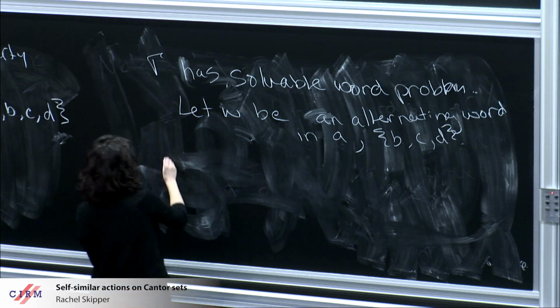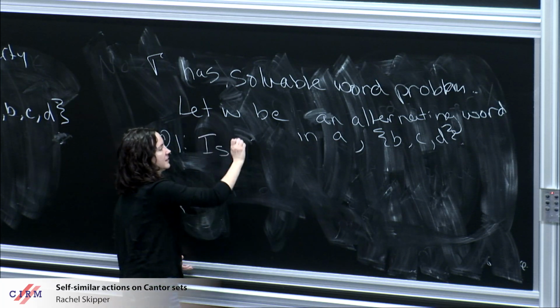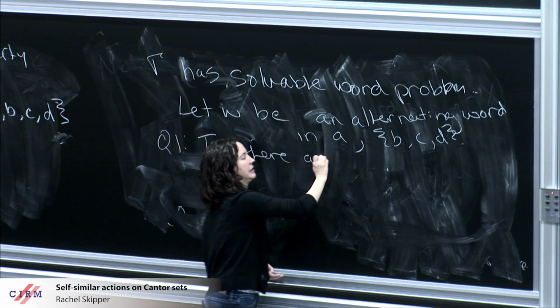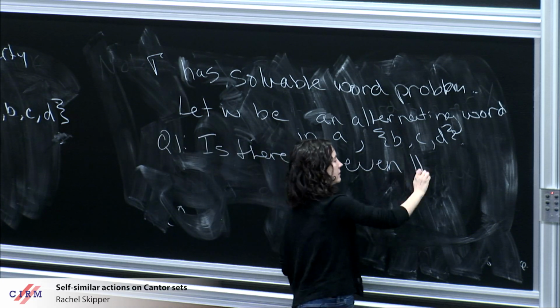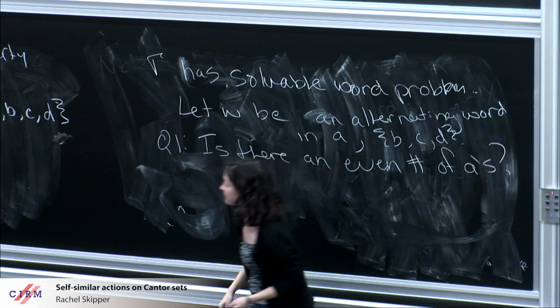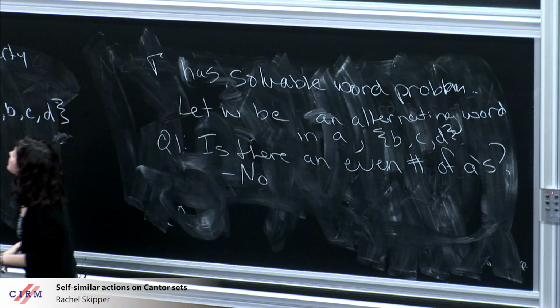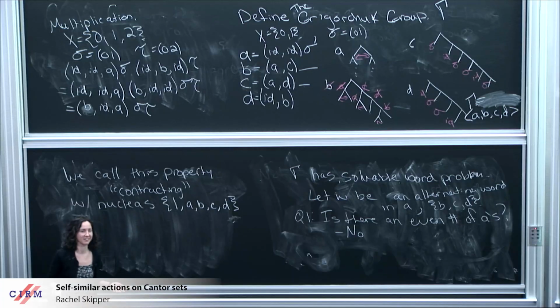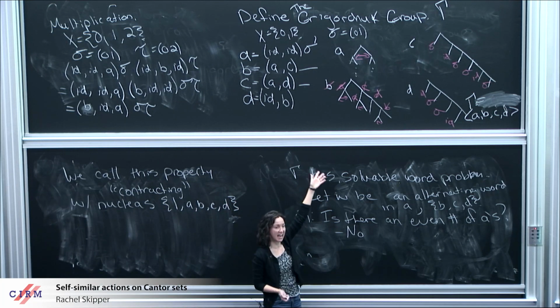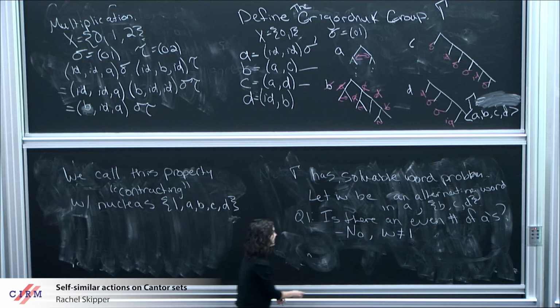Then question 1, the first thing we ask is, is there an even number of A's? All right, because if the answer is no, then that means the permutation at the top is non-trivial. Because the only thing that has a permutation at the top is A. So if the answer is no, then W does not equal the identity. Right? We're done. Yeah.